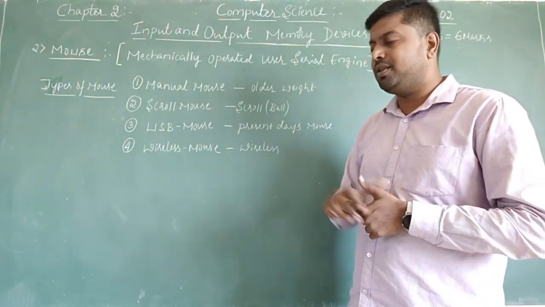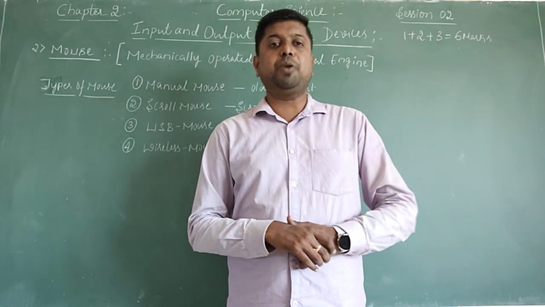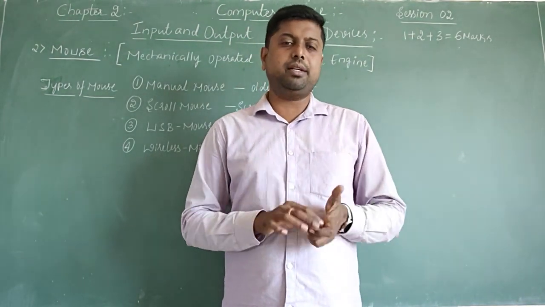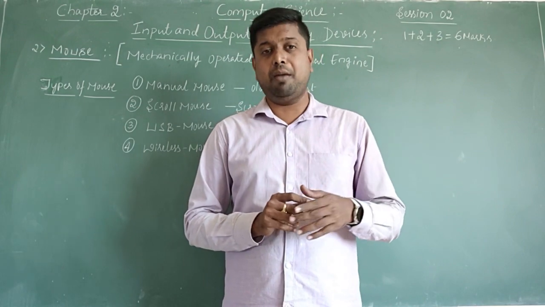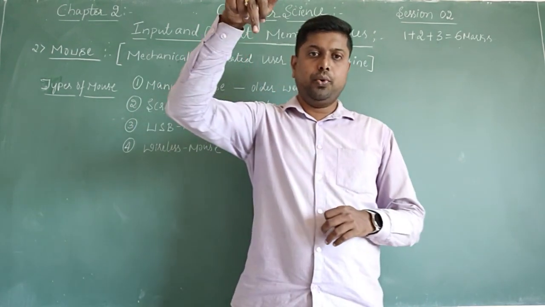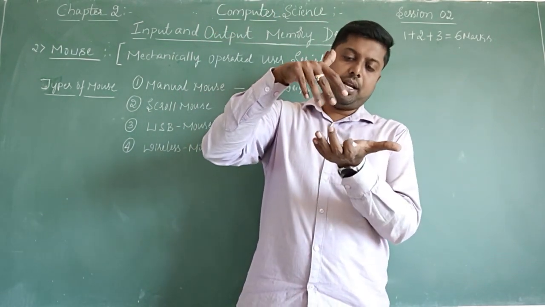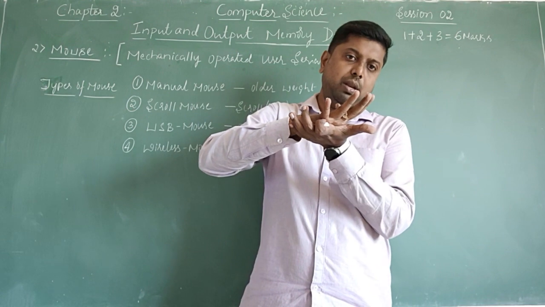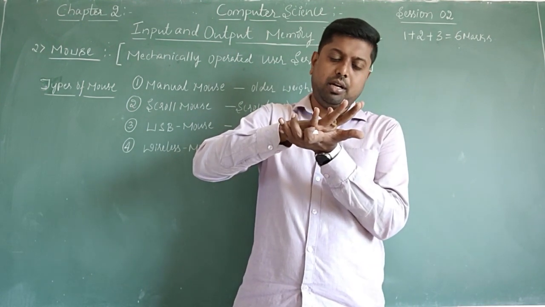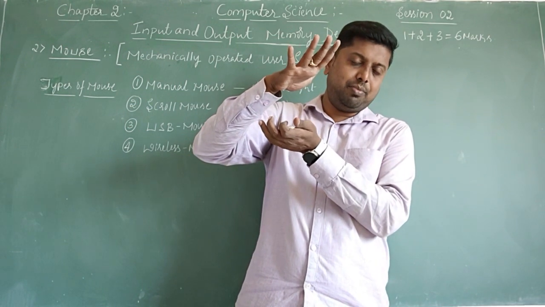And the third one is the USB mouse, nowadays also called an optical mouse. These kinds of mouses are operated with the help of light. Optics means light. So these devices operate automatically when the mouse is placed on a horizontal surface, with the help of a red light that passes from the mouse.